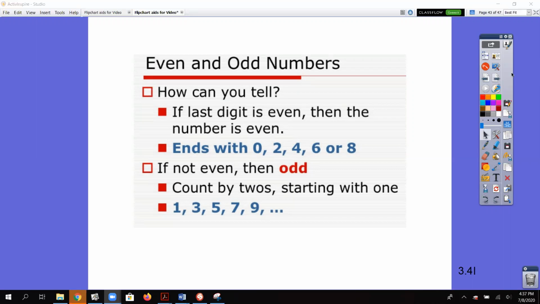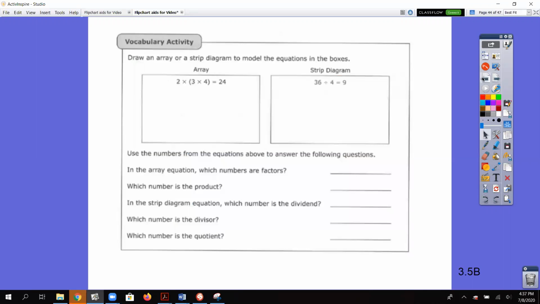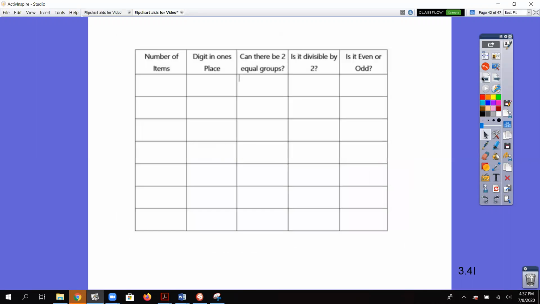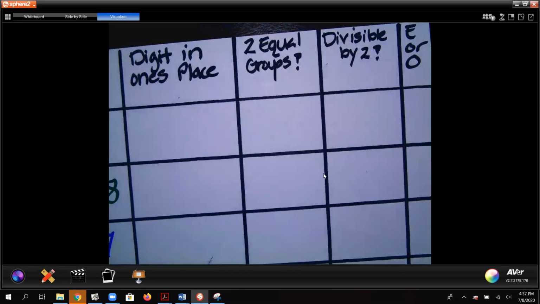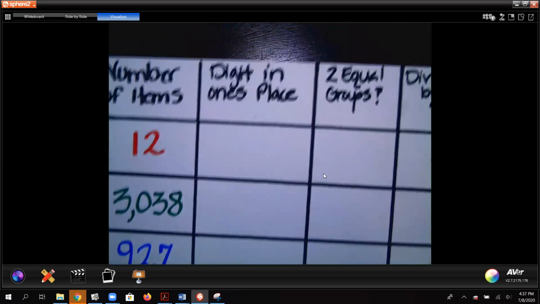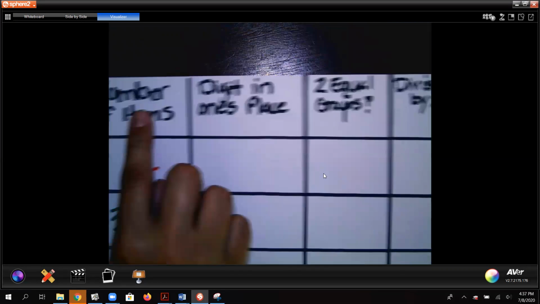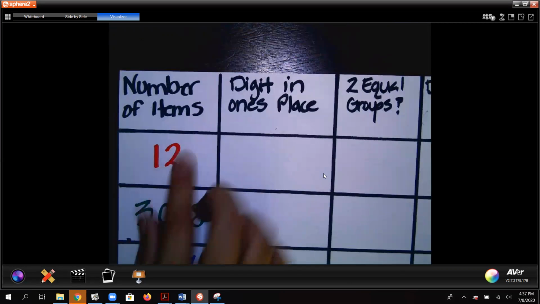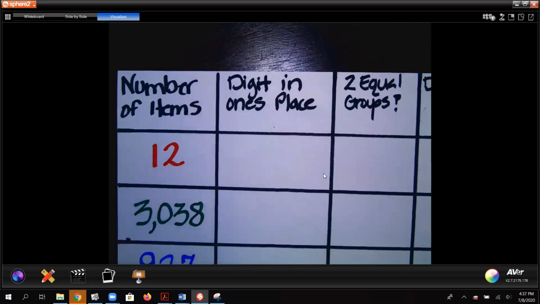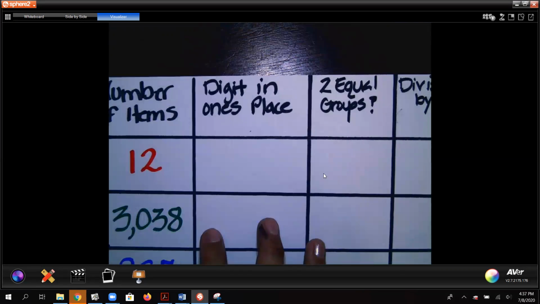Okay, so we're going to use a chart like this to do about 5 examples for you to get to be familiar with even and odd numbers. And if you're in your classroom, you can do these with me or with your teacher later. So on here, I have the number of items. So like I said, if you're in your class, you can have beans or counters out and you can actually be doing it along with me.